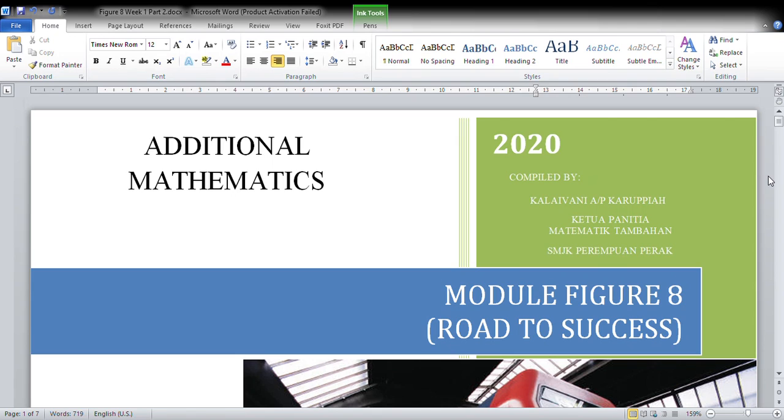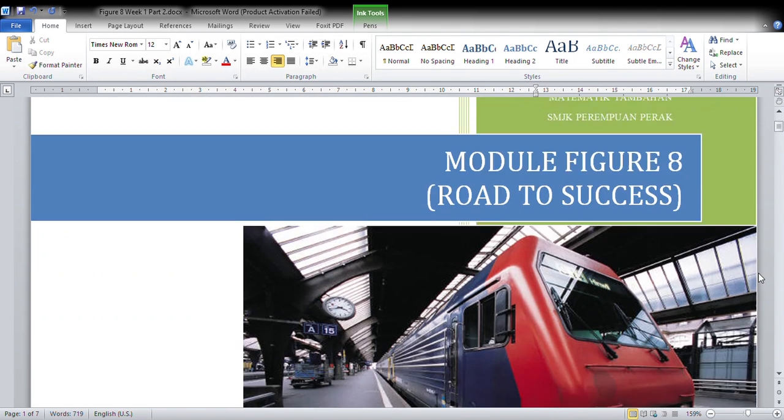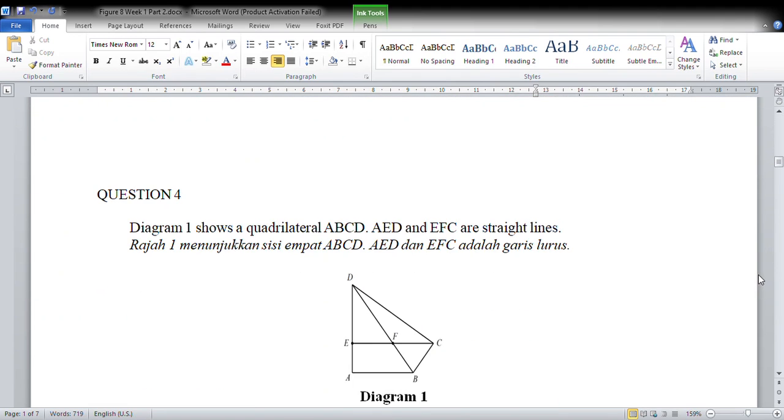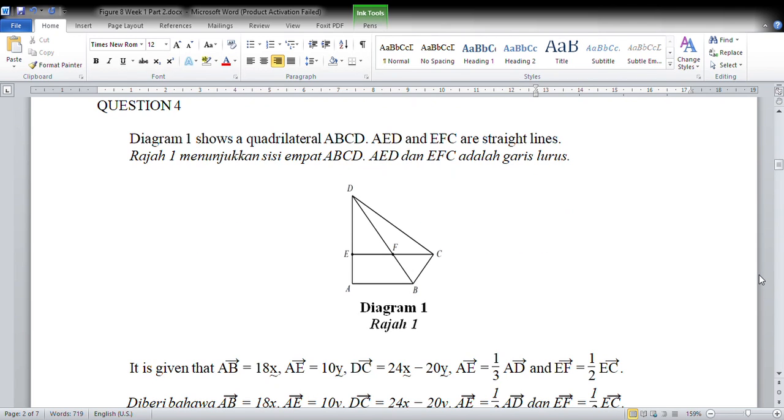Okay, hi everyone. So let's look at the second topic that we are going to do in week 1. That is vectors, form 5, chapter 4. So let's look at the question. Okay, so that's question 4 and question 5. So this is your question 4.